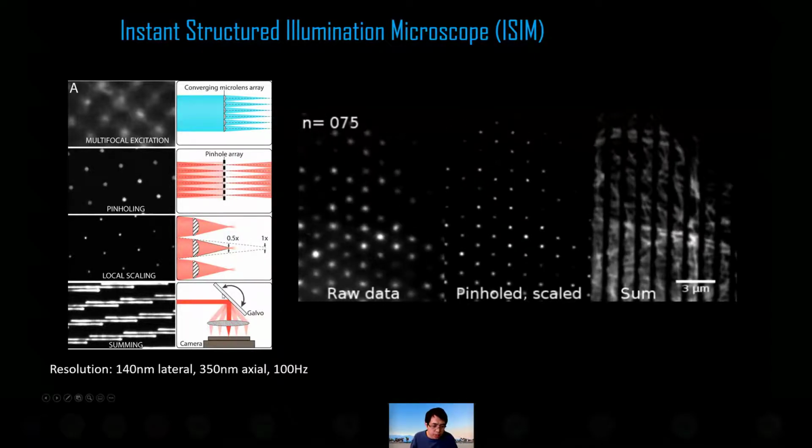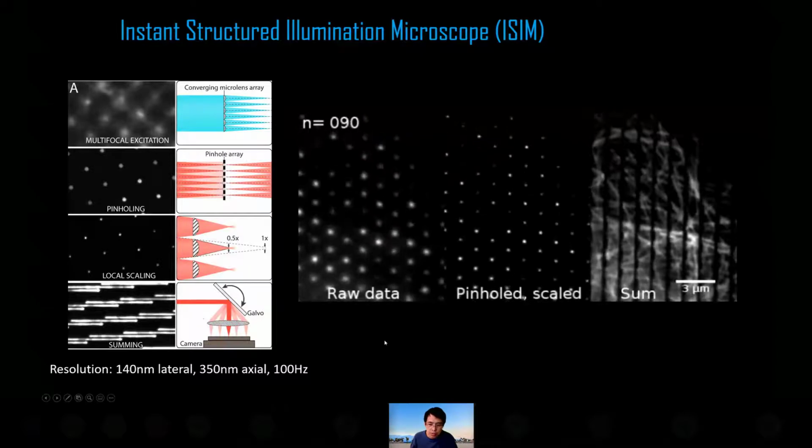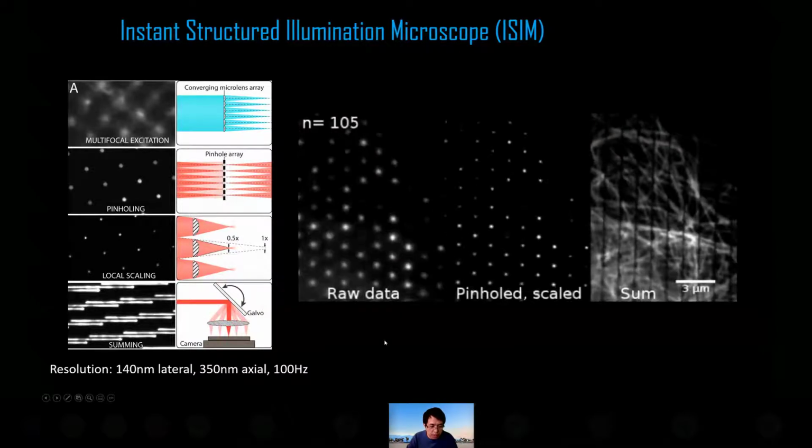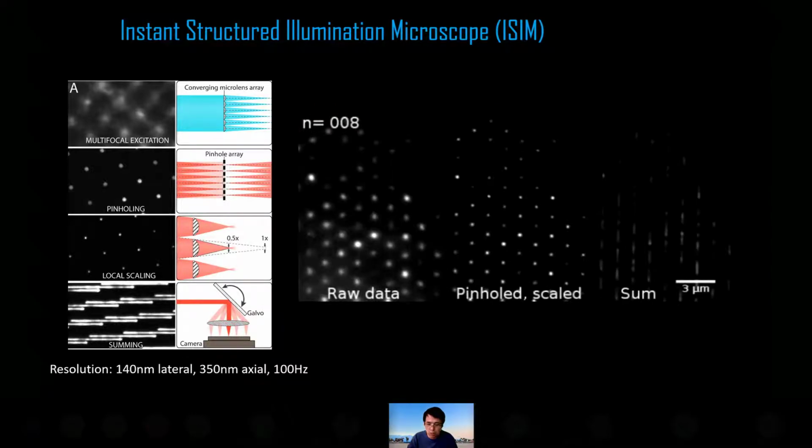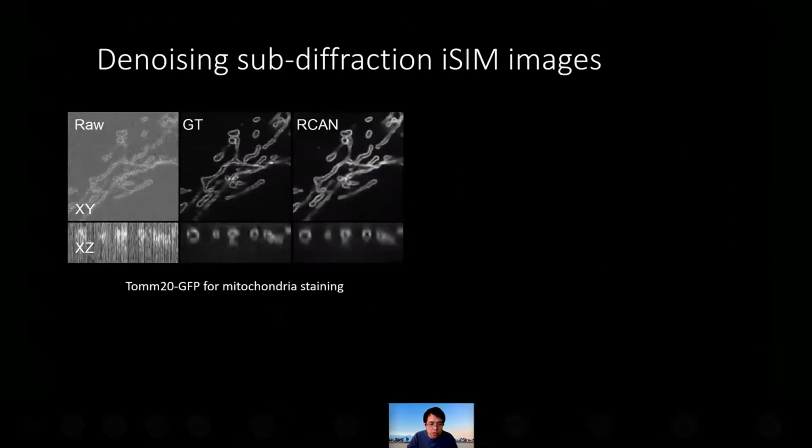And then gamma middle will sum up all the images. So basically, this microscope allows us to do very fast super resolution imaging. The images I showed in the next slides are mammalian U2OS cells transfected with Tom20 GFP for mitochondrial staining. In the first column, you'll see the raw data, in both XY view and XZ view.